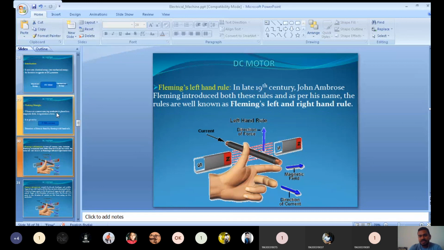Stretch out your first finger, second finger and thumb in such a way that all these three become perpendicular to each other. If the first finger represents the direction of magnetic field, the second finger represents the direction of current, then the thumb represents the direction of force.